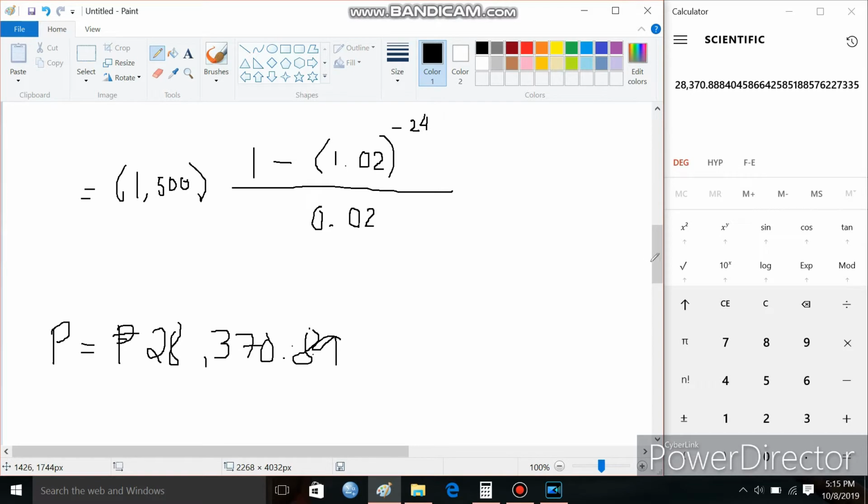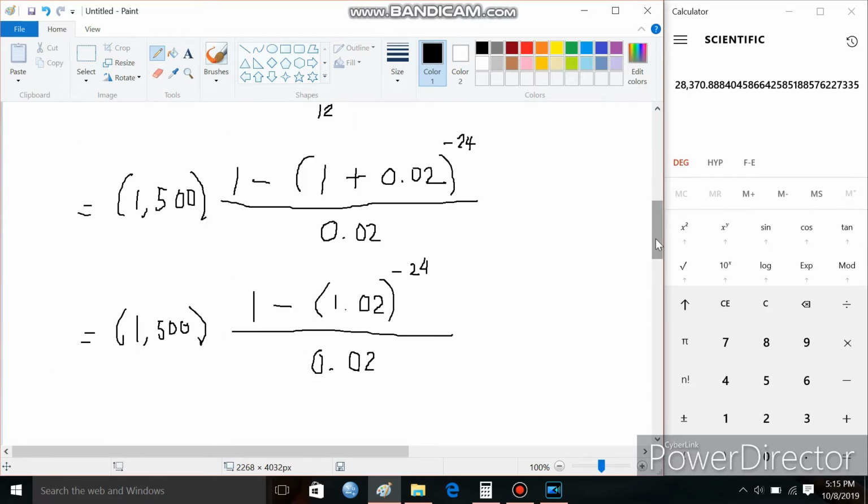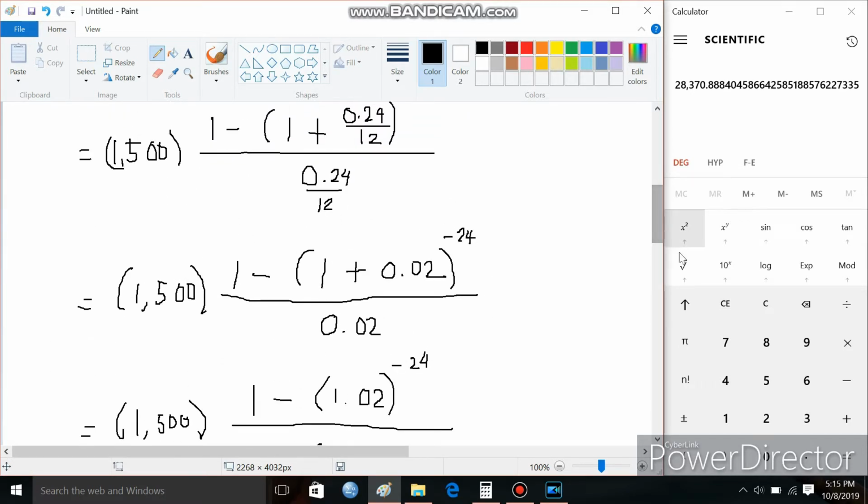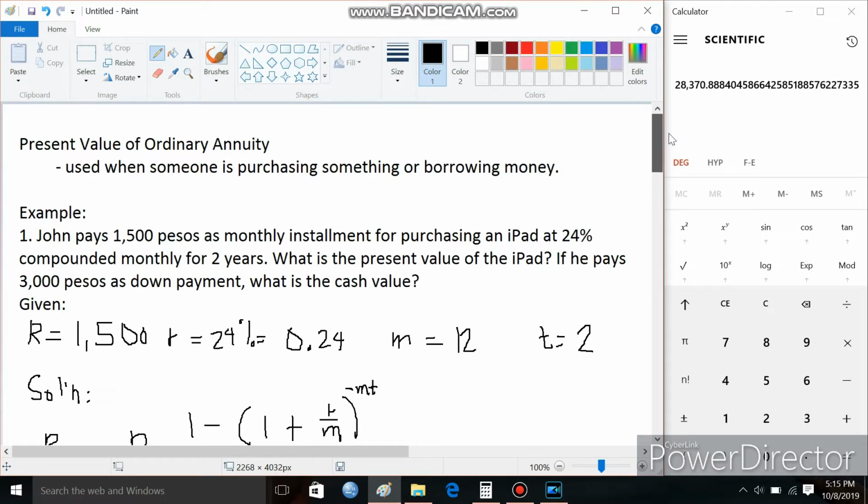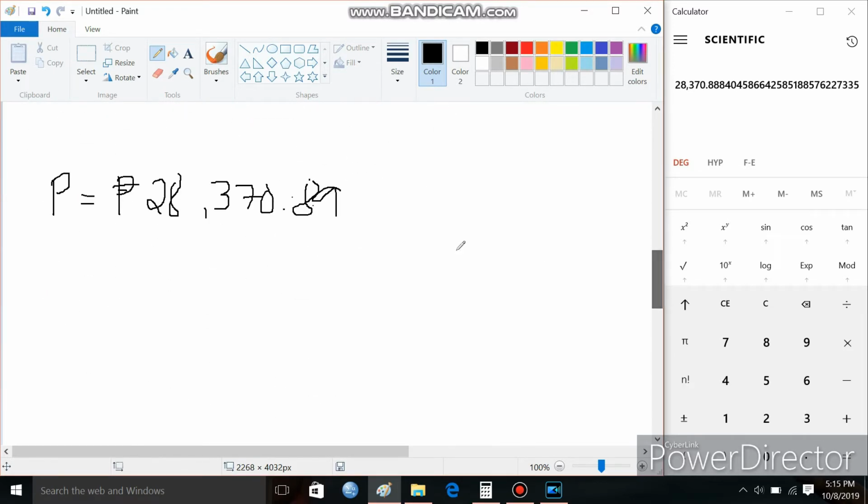Meaning to say, if John is paying 1,500 pesos per month at 24% compounded monthly for 2 years, the present value of his iPad is 28,370.89. Then for the cash value, we'll just add the down payment and the present value.